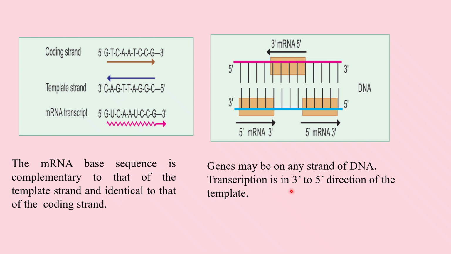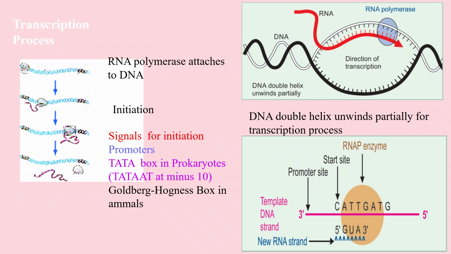Transcription always happens in the 3' to 5' direction of the template. Understood? So this is the 3' and this is the 5'. So RNA synthesis will take place from 5' to 3', right? And both the strands are capable of gene expression, either this or this. So a gene can be present on any of the strands.